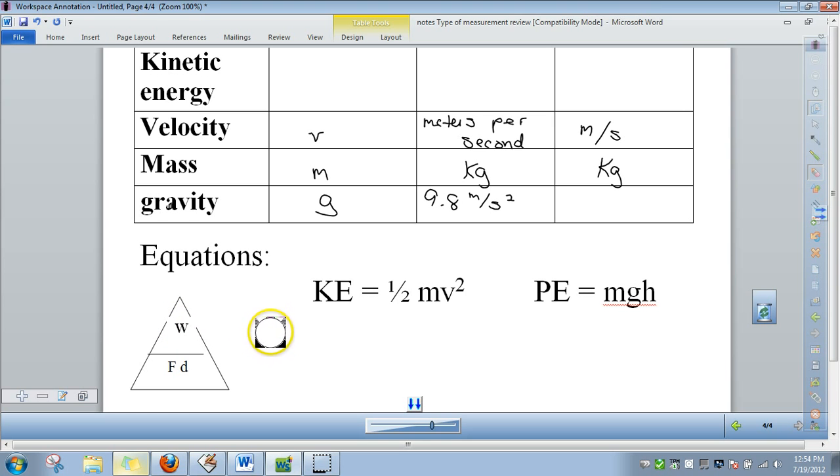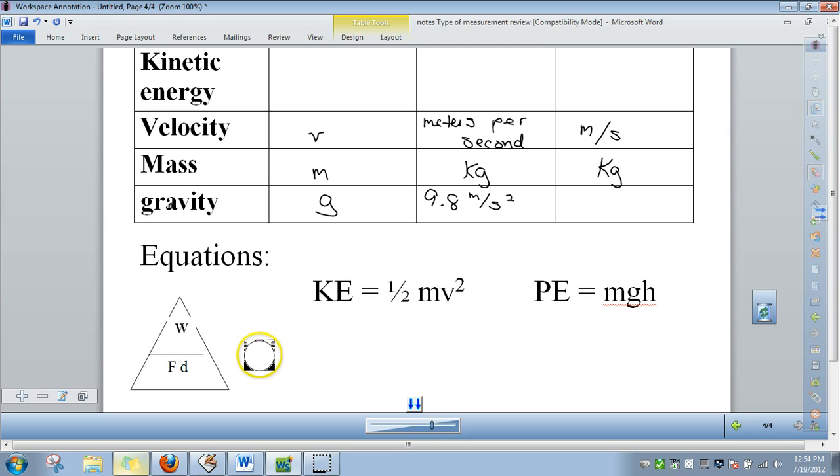If you were looking for force, cover up the F, and then what do you see? W, a line, and then D. That indicates that you are taking work divided by distance. And last but not least, if you are finding distance, it's the opposite, work divided by force.